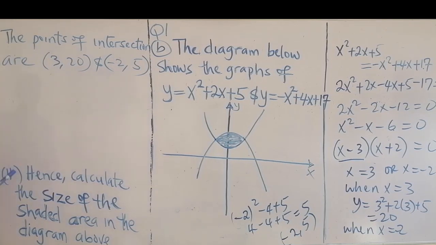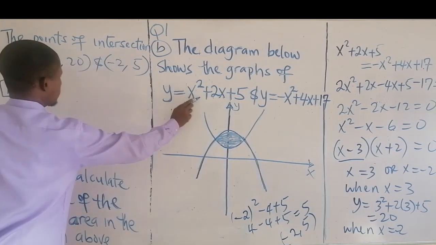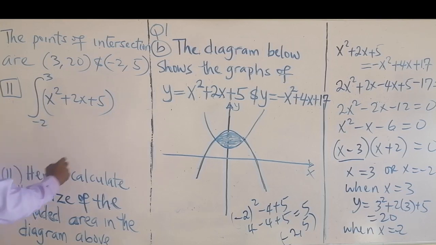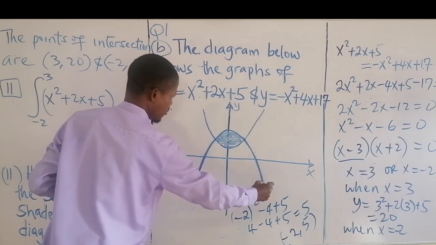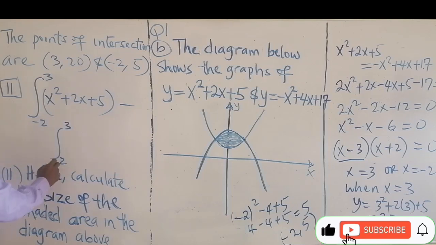Then the second part: calculate the size of the shaded area in the diagram above. What you do is very simple. We are going to use integral to find the size of the area of the shaded parts. That will be the integral of the equation of the diagram on top, which is the function of x, from minus 2 to 3, minus the one below. This cap shape is on top, this one is below. So minus the same boundary, minus 2 to 3.